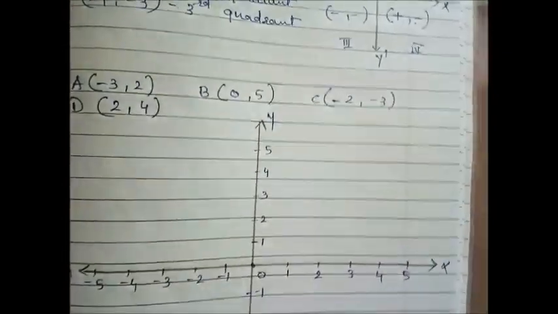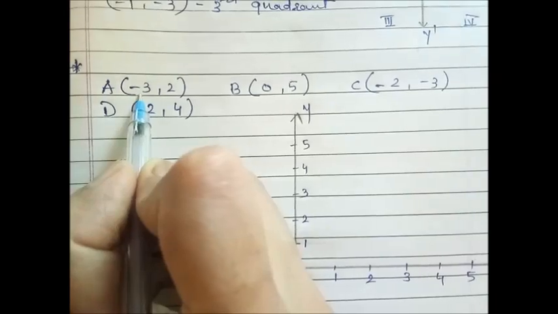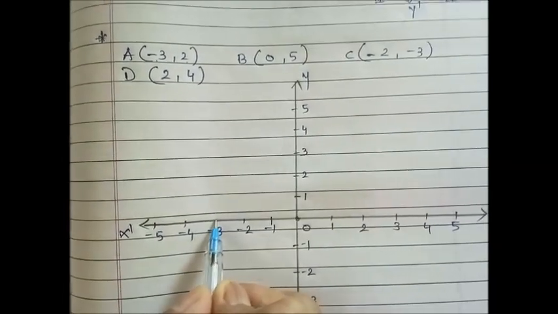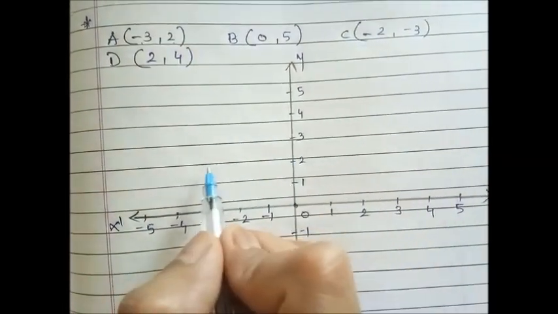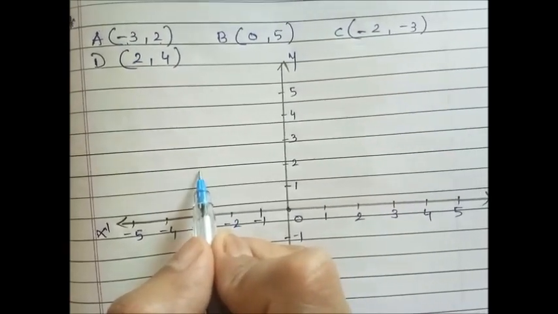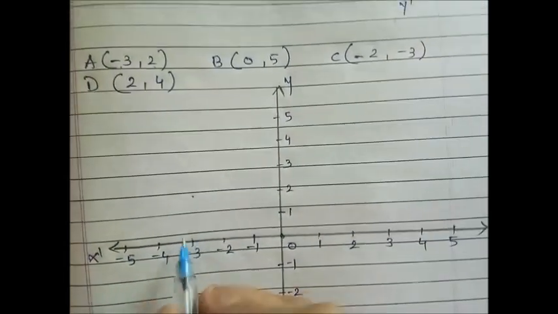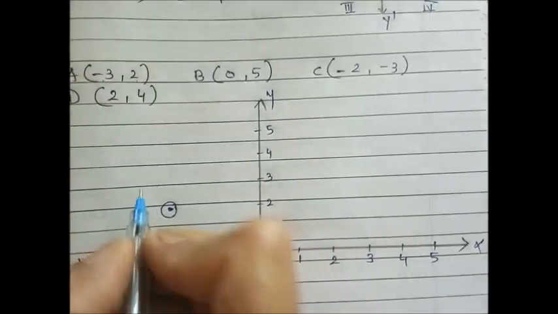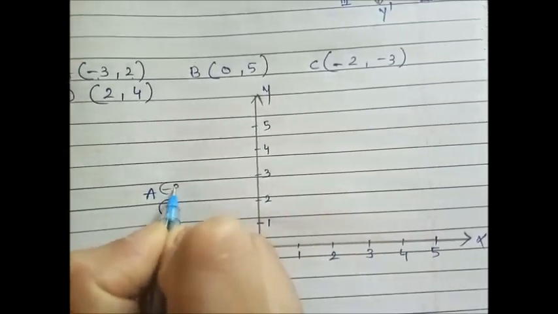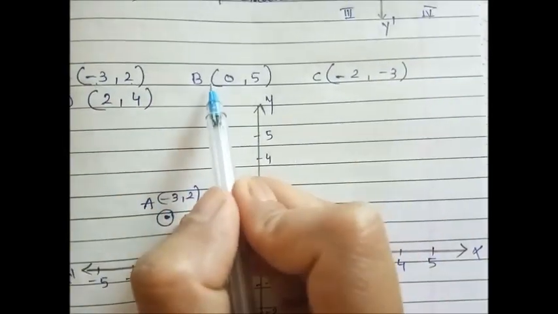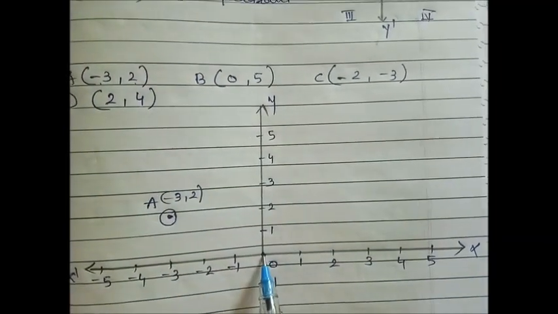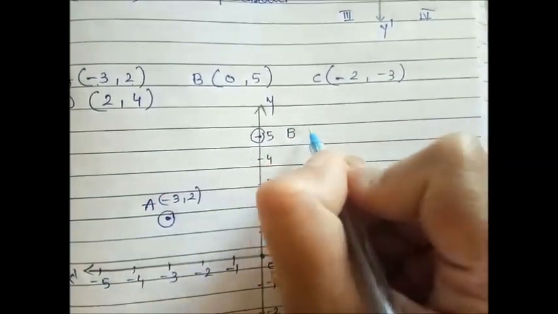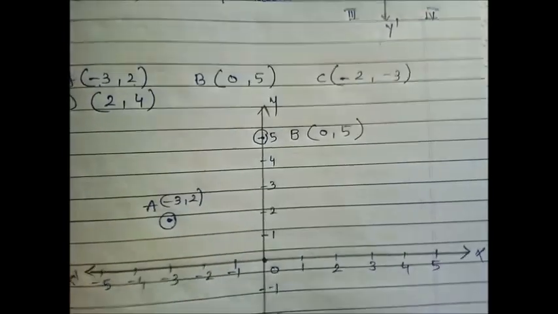Now let's plot the points. The first is minus 3 and 2. So x is minus, that is here minus 3, and y is 2, that is here. So minus 3 and 2, that means here, right? So here we can write A as minus 3 and 2. Now what is the second? Second is x is 0, and y is 5, that is here. So this is our B, that is 0 and 5, right?